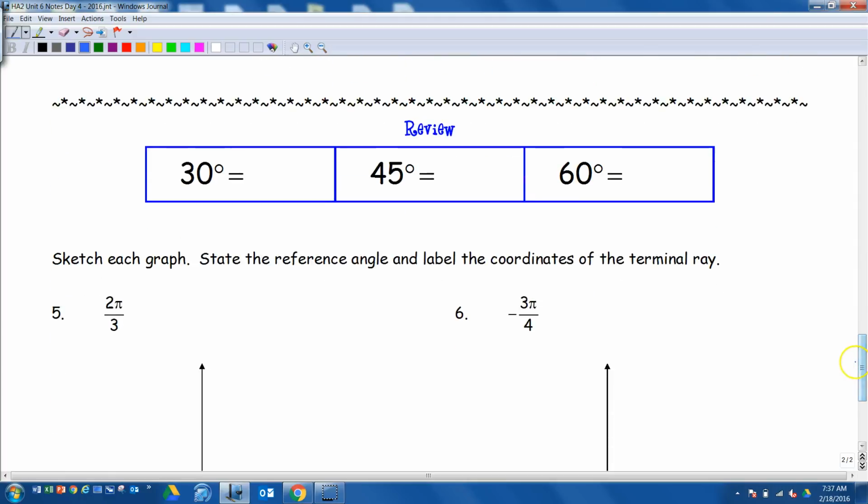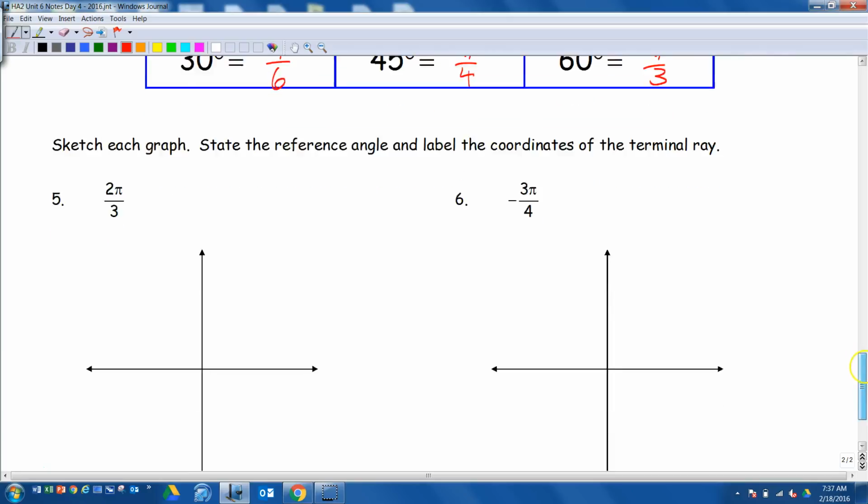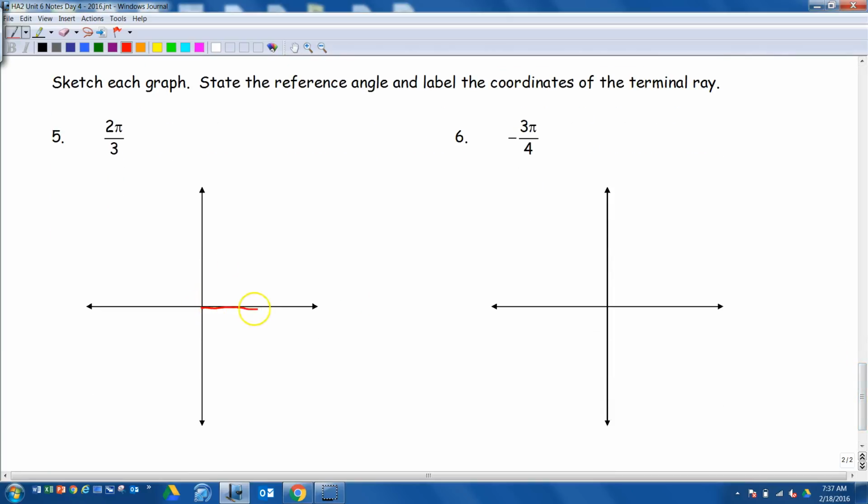Alright, quick review for radians. Remember, 30 degrees is the same thing as 1/6 of pi, because it's 1/6 of 180. 45 is a fourth, or pi over 4. And 60 is pi over 3. So we're going to just review using radians, so have those down. Try these on your own if you want first.